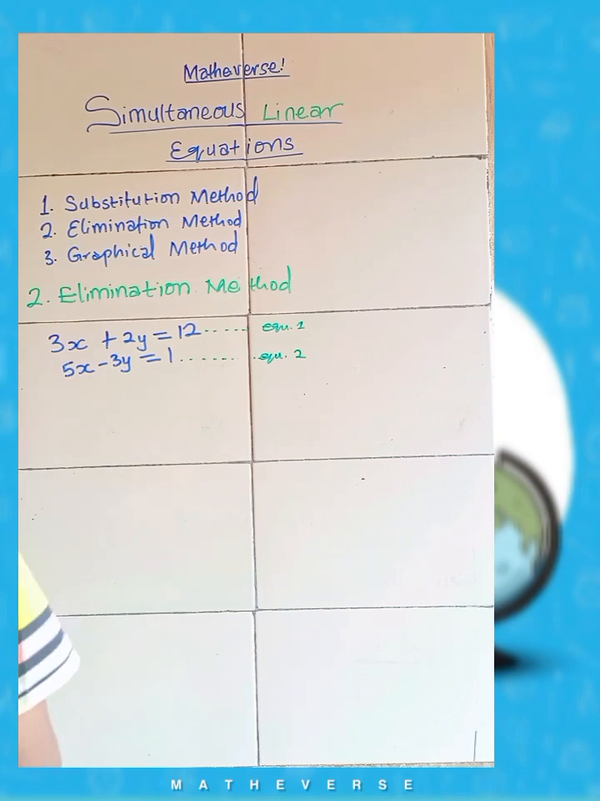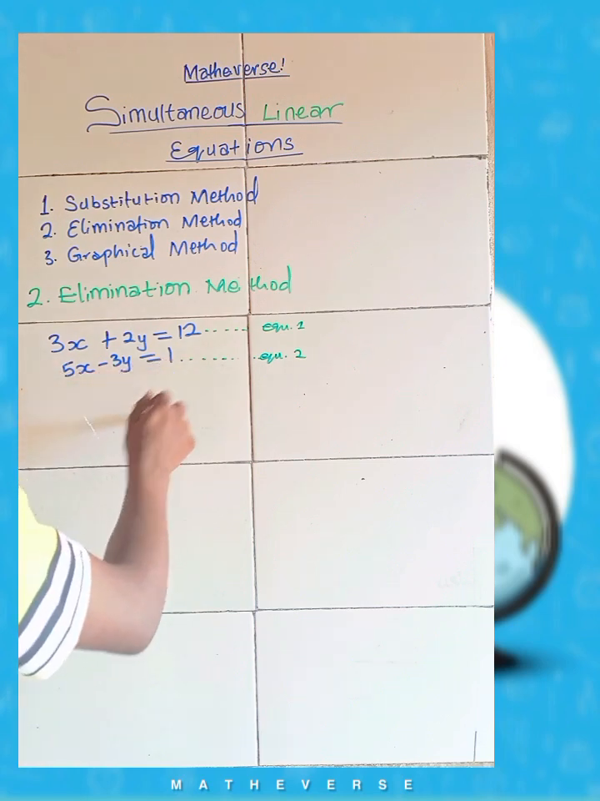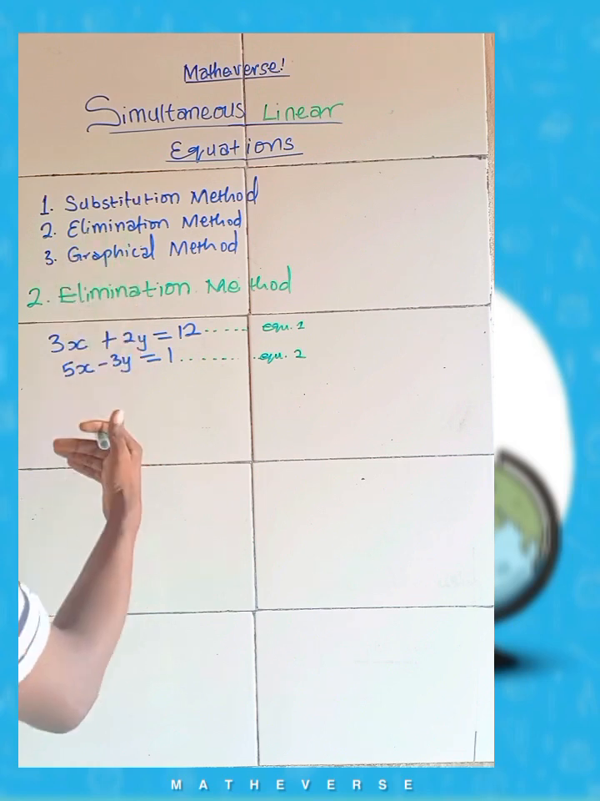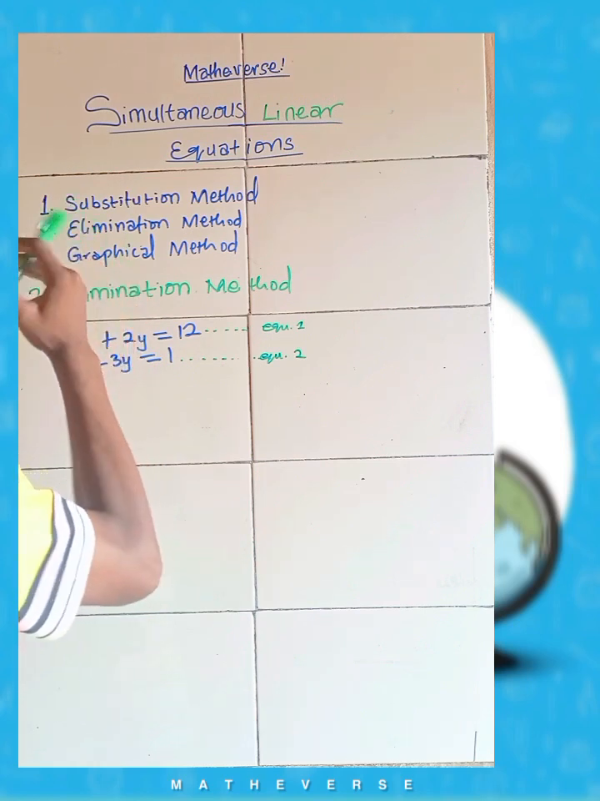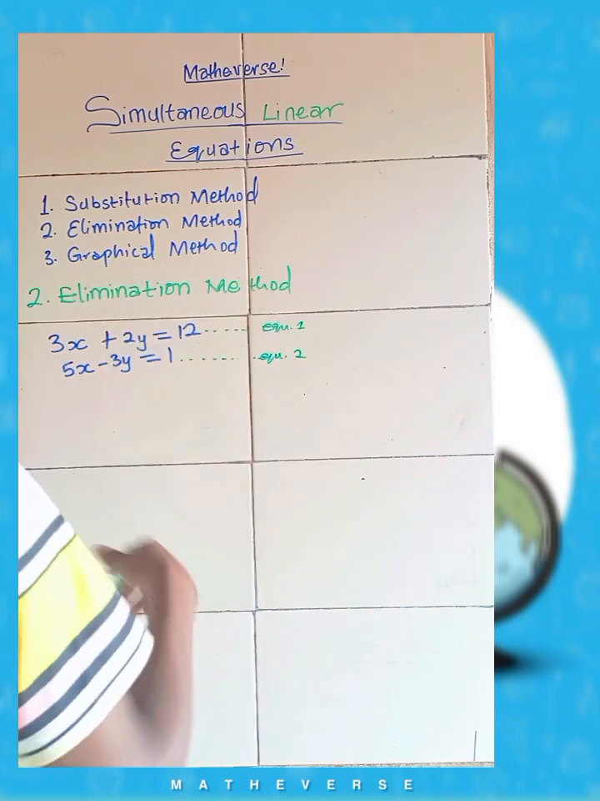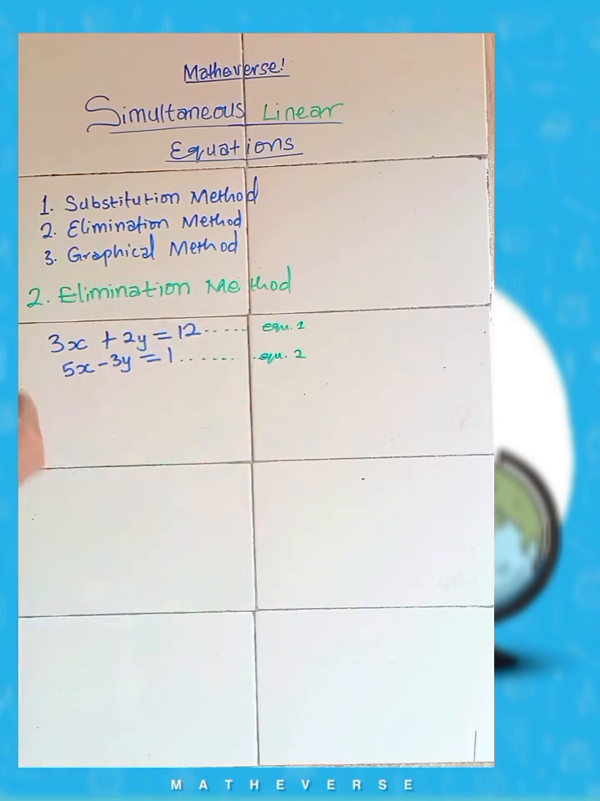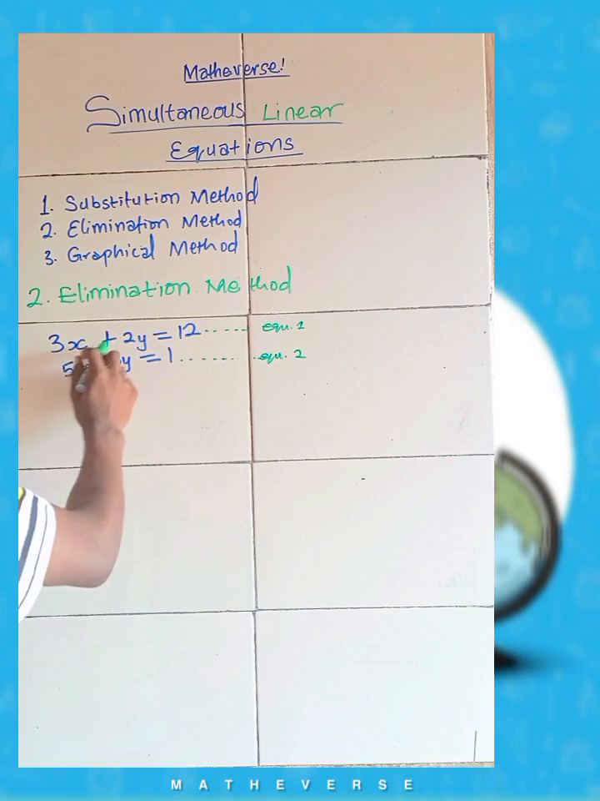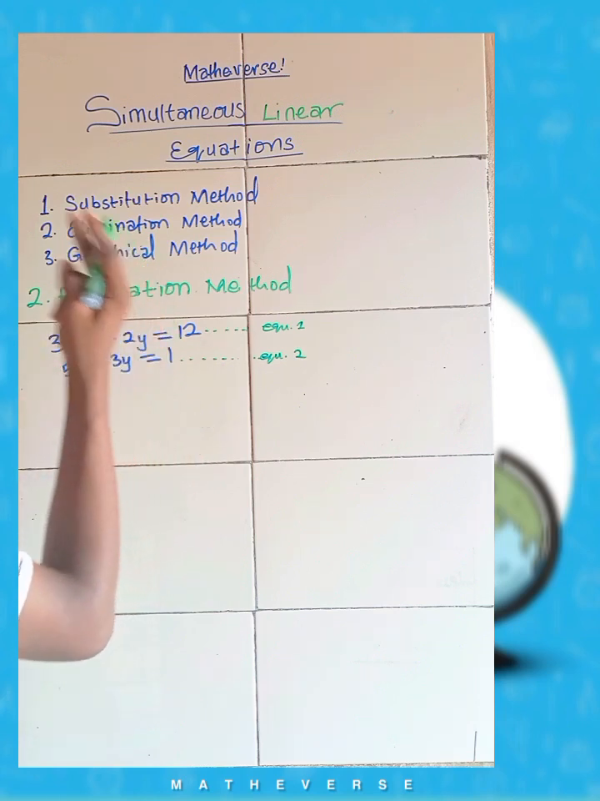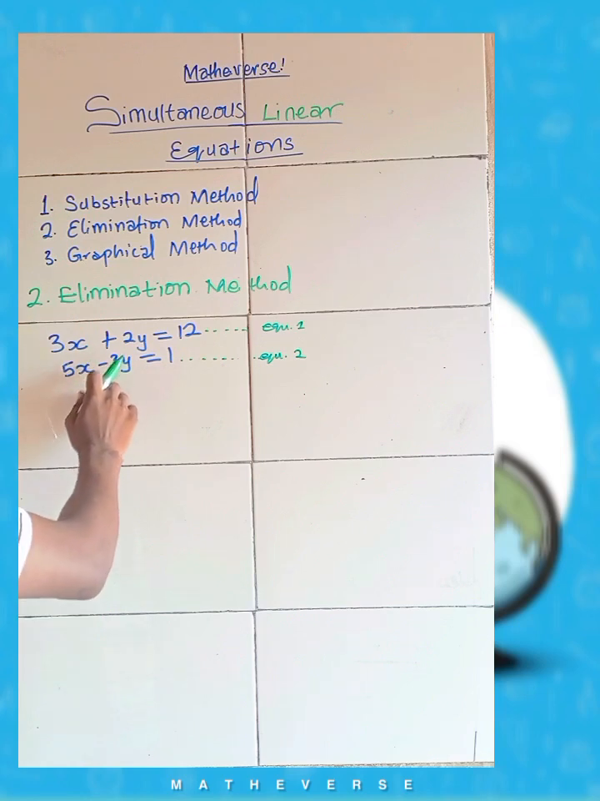Now we need to look for a way to multiply everything in equation 2 and also multiply everything in equation 1 by numbers that can make either one of them, either y or x, look alike. What do I mean? Let me show you. If we multiply equation 1 by 3 and we multiply equation 2 by 2, we will get 6 here and we'll get 6 here. So because of that, we can eliminate y.